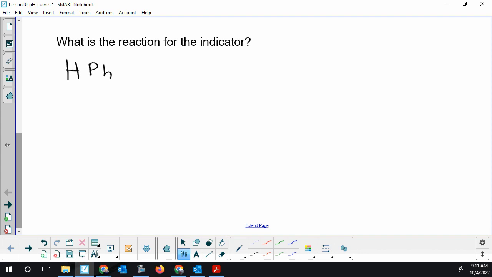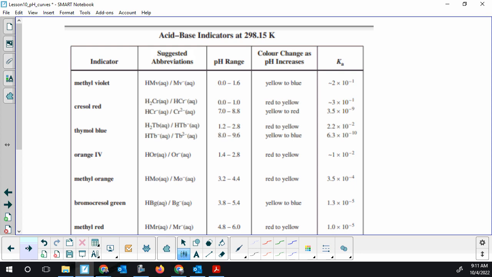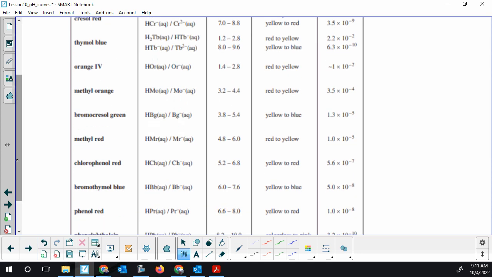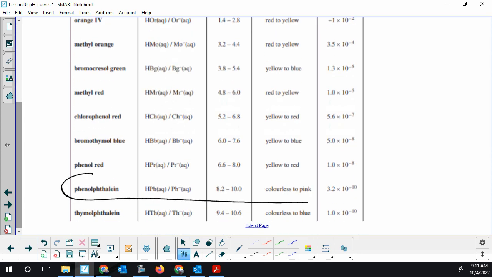So for a titration like this, the most common indicator is phenolphthalein. The short form in your booklet is HPh for the acidic version and Ph minus for the basic version. So I'm going to be grabbing information from page 10, phenolphthalein for this example. So this is where I got the HPh shortcut. You're going to see these numbers, 8.2 to 10, show up, and that colorless to pink color.